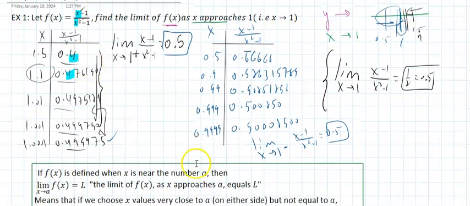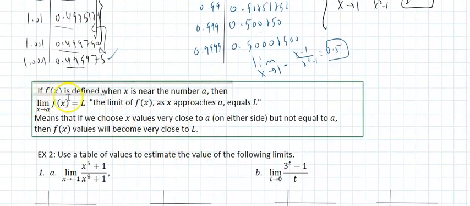So let me put that in a definition. If f of x is defined where x is near number a, then the limit as x approaches a of f of x equals this number L. In the previous problem, the limit as x approaches 1, which is a, of f of x, x minus 1 over x squared minus 1, was 1/2. That's L.